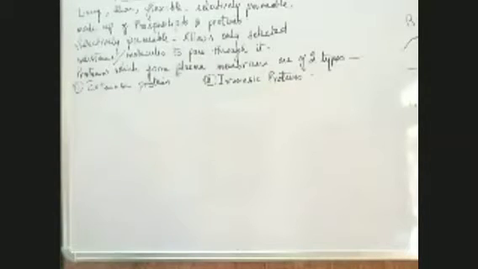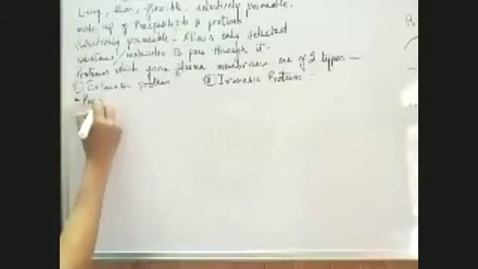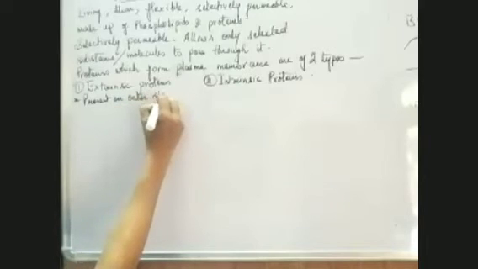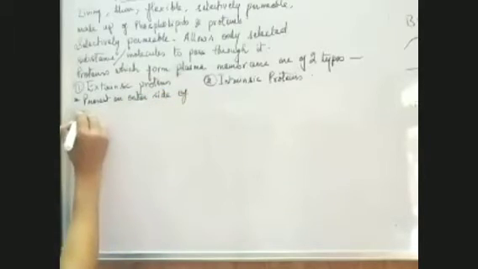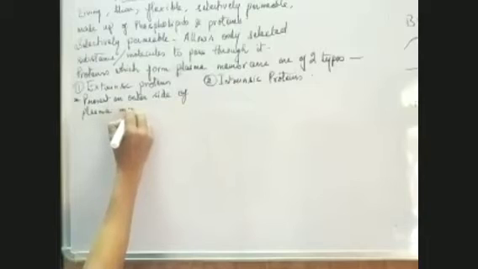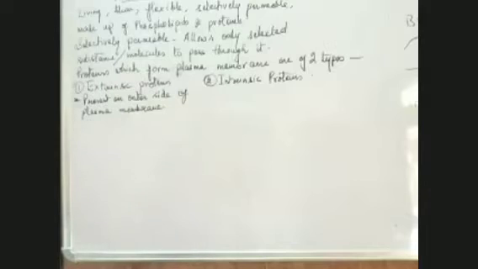Where are these extrinsic proteins present? As the name indicates, extrinsic proteins are present on the outer surface of the plasma membrane. So we can write the first point: these are present on the outer side of the plasma membrane. This is the first point about the extrinsic protein. Now, they are attached to phospholipid heads.